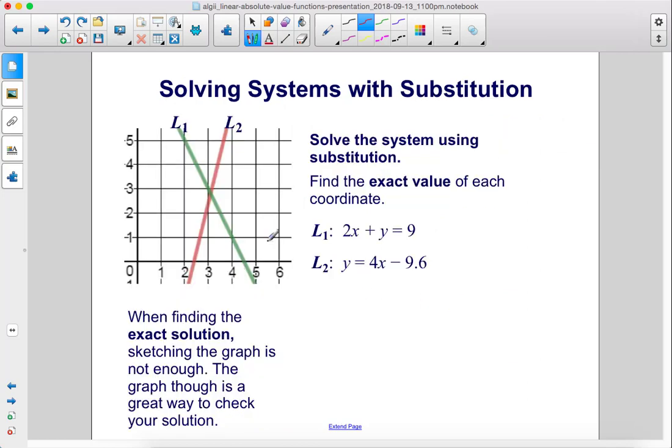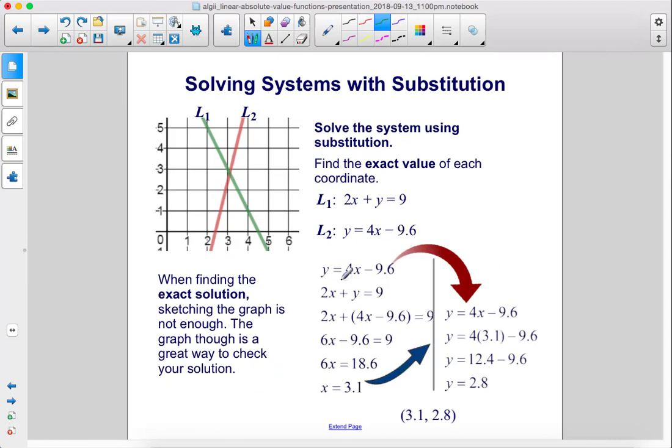Solve the system using substitution. Find the exact value of each coordinate. So if line 1 is 2x plus y equals 9, and y equals 4x minus 9.6, the intersection is somewhere here. When finding the exact solution, sketching the graph is not enough. The graph, though, is a great way to check your solution.